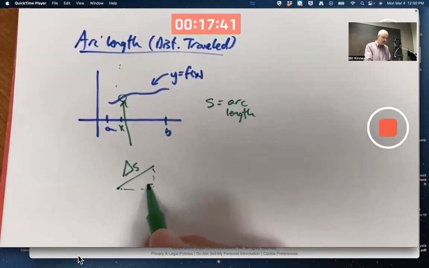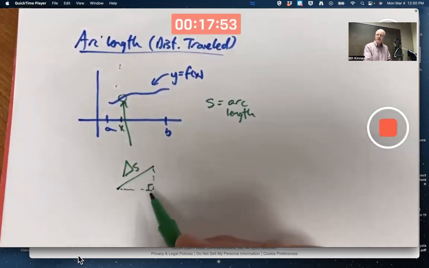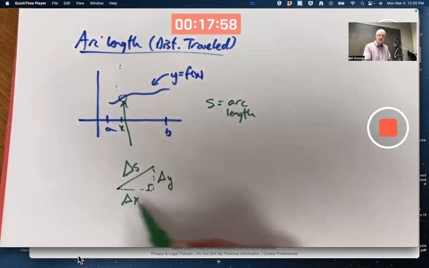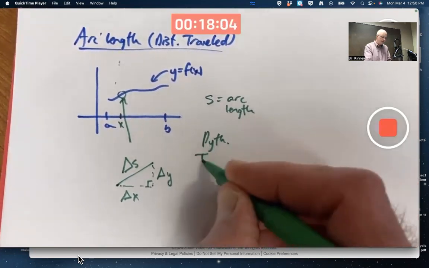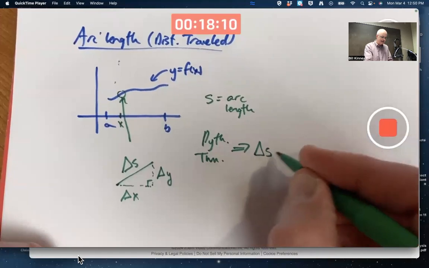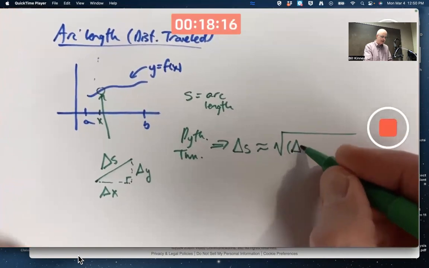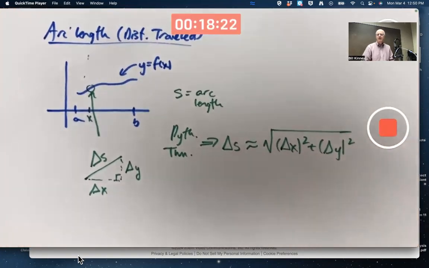You could draw in what would be approximately a right triangle. We want to relate this to the function itself. A salient feature to look at with the function here is the slope. Slope would be delta y over delta x. And the Pythagorean theorem applied to this approximate right triangle would say that delta S is approximately the square root of delta x squared plus delta y squared. It'd be exactly equal if it were an exact right triangle.